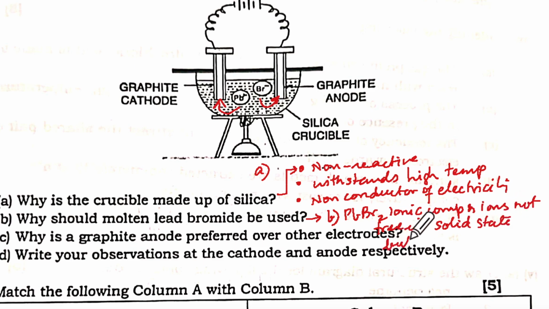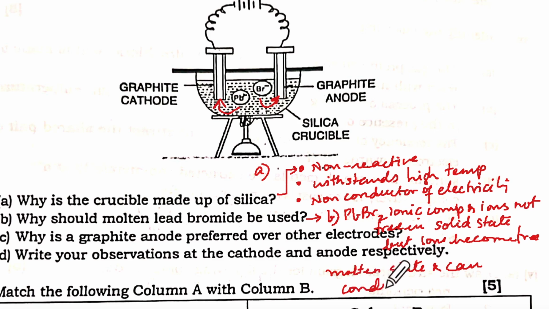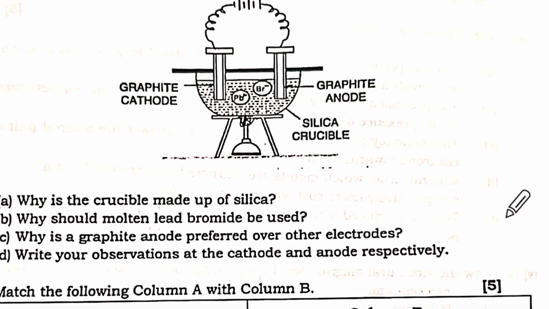But ions become free in which state? In molten, which is the other word we use for molten? Or fused. Okay, molten state, and can conduct electricity. Okay, so this much has to be mentioned. Understood? Then we come to why is graphite preferred over the other electrodes?